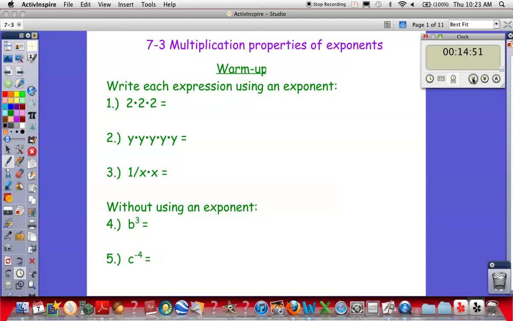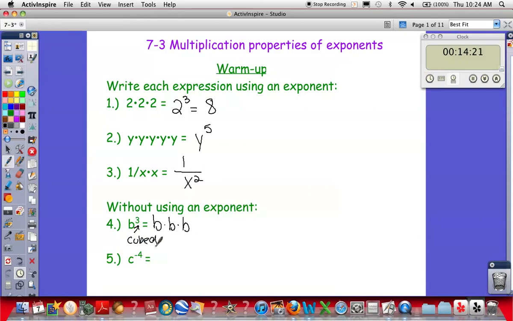Now that you've hit pause, this comes out to be 2 cubed, which we know equals 8. Y times y times y times y times y is just y to the 5th power. 1 over x times x, or x to the 1, is 1 over x squared. Without using an exponent, if you would have expanded this, we would have b times b times b. We always want to refer to this as b cubed.